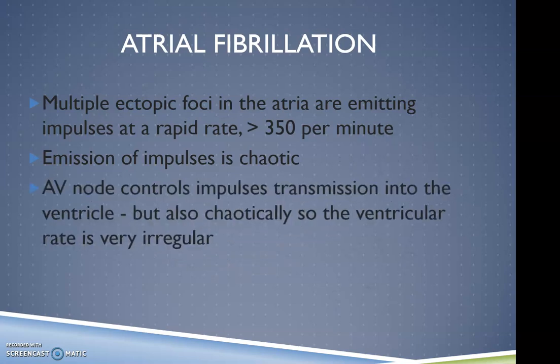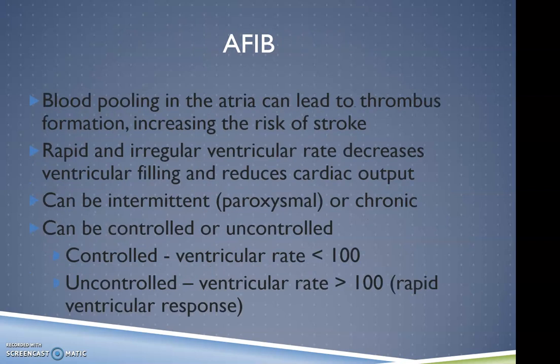So since the emission of the impulses is chaotic and so rapid, the AV node tries to control transmission to the ventricles. So it's chaotic, so that the impulses getting through the AV node are going to be very irregular, therefore creating a very irregular rhythm. I just said they just quiver.